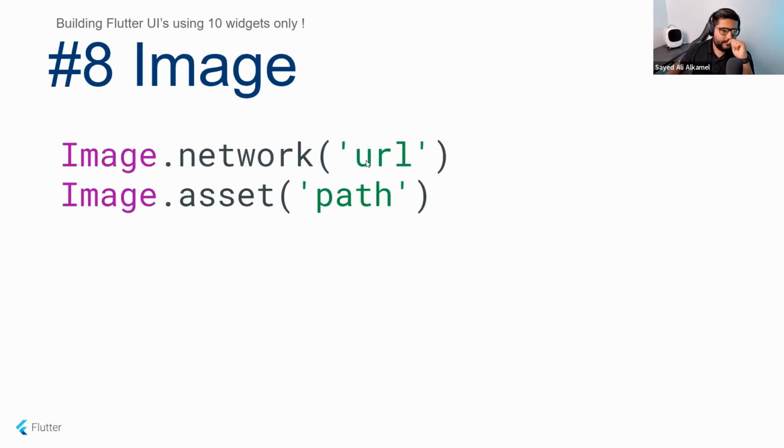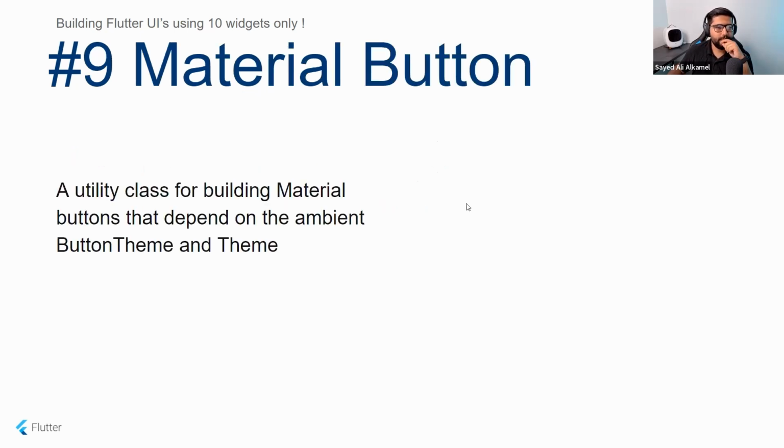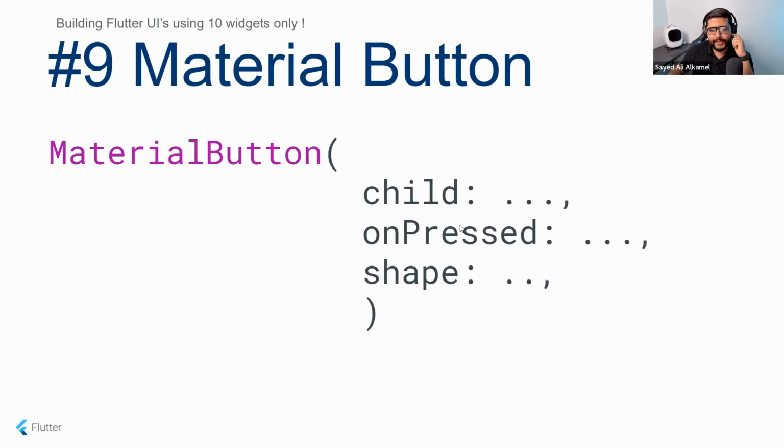One of the things to mention also is that if you want to add an image inside of the project, you should define the path inside of the pubspec.yaml file. And the next widget is the MaterialButton. MaterialButton is, yeah, the button to start with.